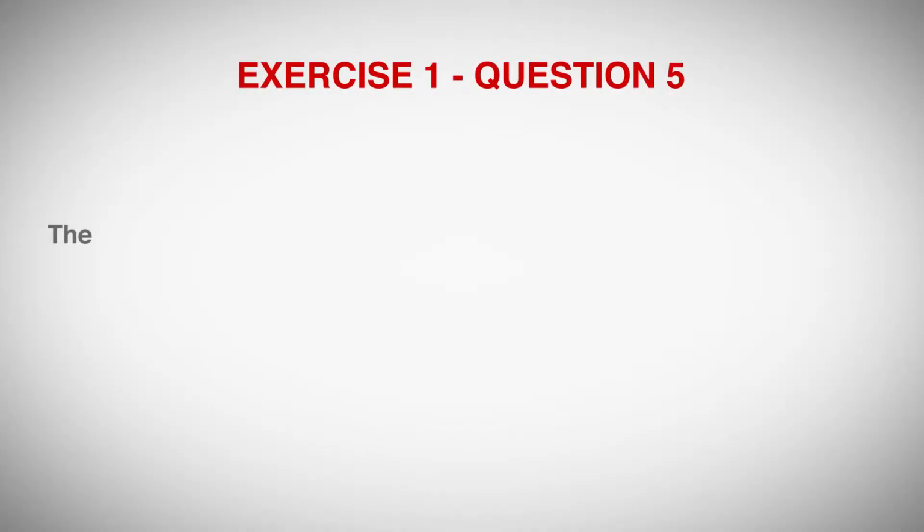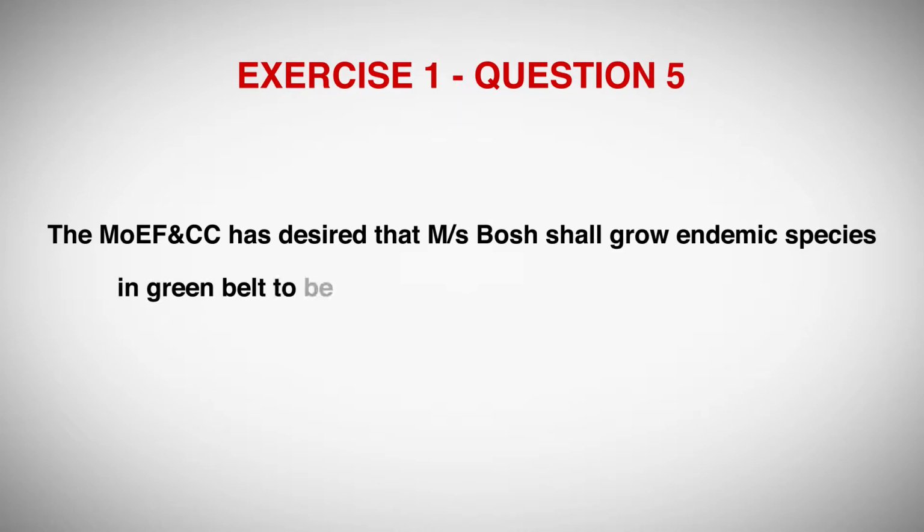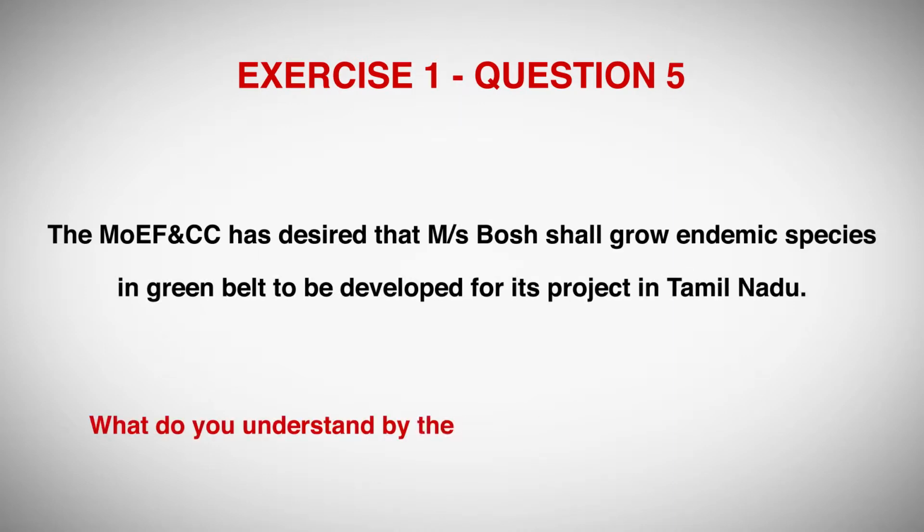Now, further discussing your questions, we have asked you that the Ministry of Environment and Forest and Climate Change has desired that MS Bosch shall grow endemic species in the green belt. Now, what do you understand by this condition put by the Ministry? Again, you have to refer to various terms and definitions which we have given to you in chapter 1 and enclosed annexures. An endemic species actually means species which are local to the area. So this condition means that you have to grow those plant species which are local to the area, so that people are benefited by growing such species, and the local fauna also gets benefited from the growth of such plants.